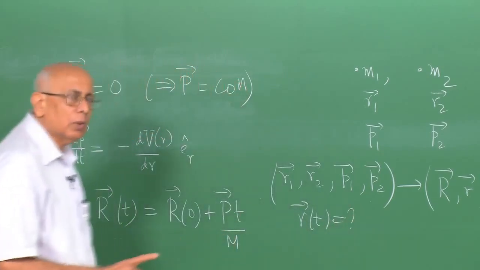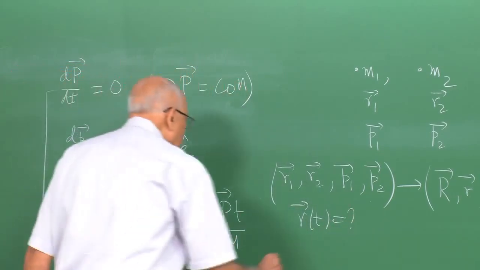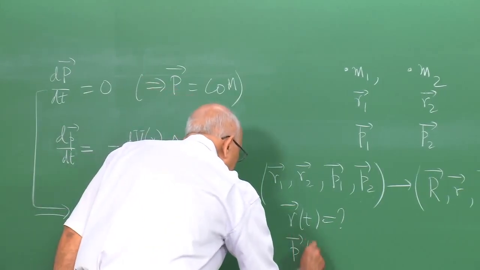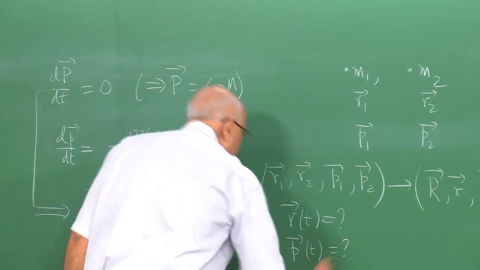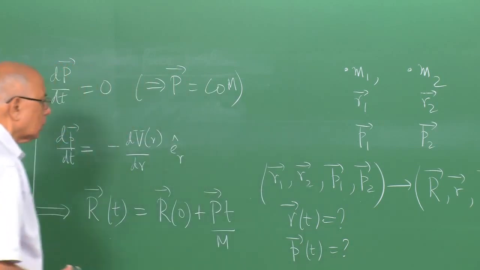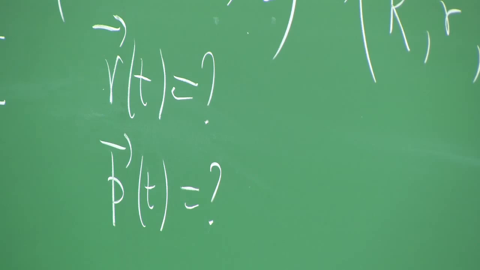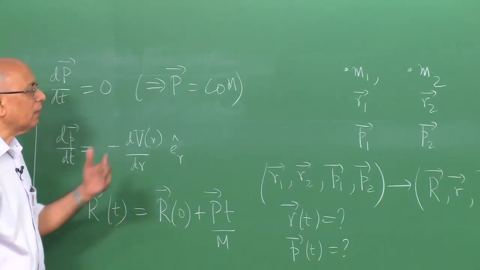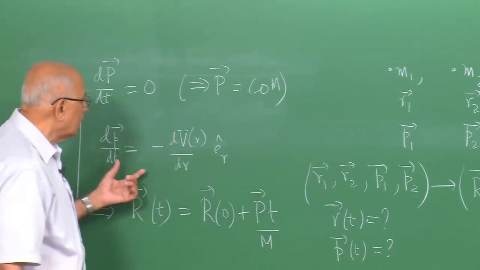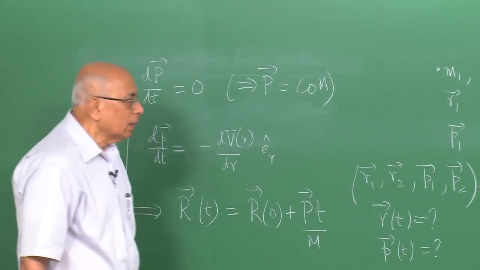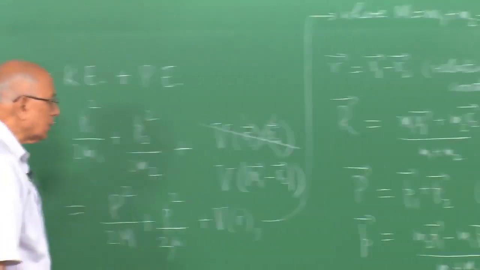Given r of 0, what is this r of t, and of course what is this variable p of t equal to? So this is the central force problem, the one body central force problem, because we now have a particle whose effective mass is mu, the reduced mass, and we would like to know what it does here. Now notice something about this reduced mass.